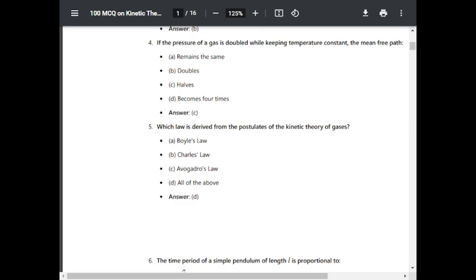Question number 5. Which law is derived from the postulate of kinetic theory of gases? Option A, Boyle's law. Option B, Charles' law. Option C, Avogadro's law. Option D, all the above. All these are derived, that is Boyle's law, Charles' law and Avogadro's law. Hence, the correct option is D, all the above.